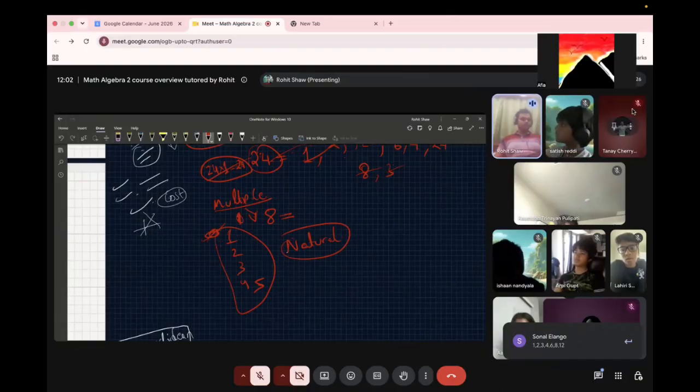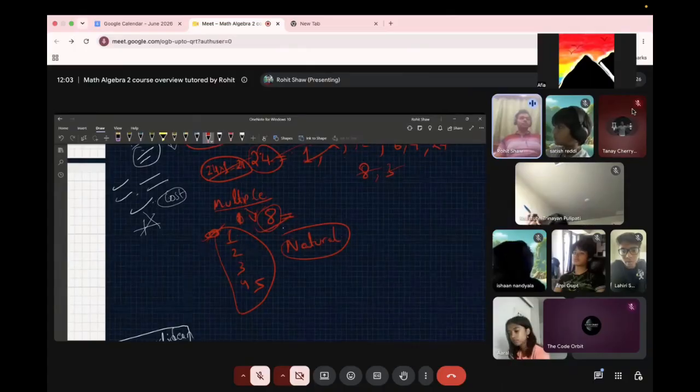Yes, Sonal. 1, 2, 4, 6, 12, 24 you missed. 24 is also a factor. 24 into 1 is 24. So, multiples of a number are the numbers that are formed by multiplying the number with natural numbers.